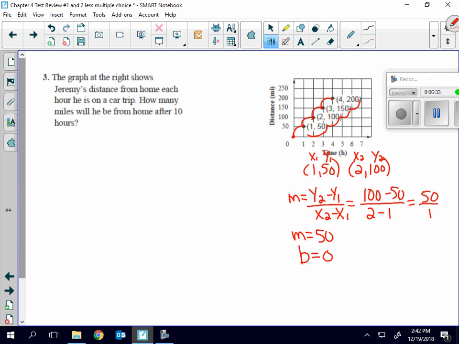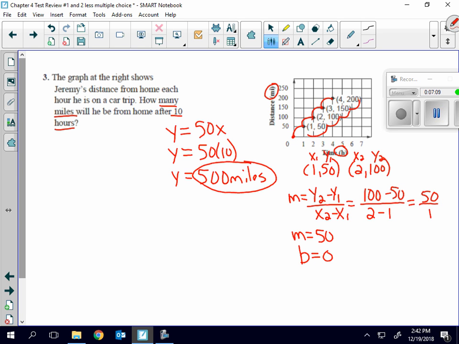Okay. And then we can write our equation. So we have, I'll write it over here, y equals 50x plus nothing. And how many miles? Miles is the y. We're looking for y. Will he be from home after 10 hours, which is the x? So we're plugging in 10 for x and finding y. So y equals 500 miles from home after 10 hours.